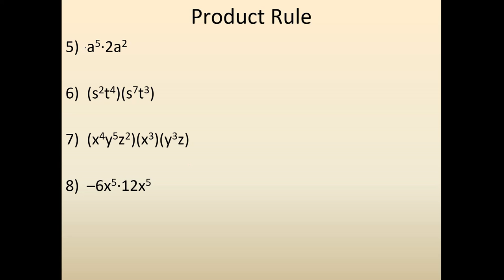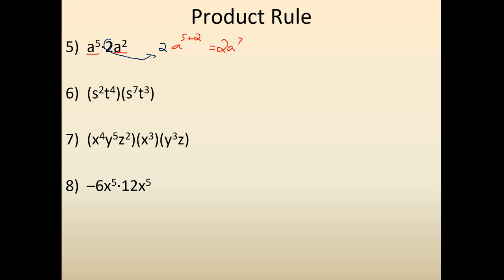All right, so here there's no coefficient in front of the a, or at least it's technically 1. So there's a 1 coefficient here times 2. So the coefficient is just 2. And then we combine this part. So we have a to the 5th plus 2, because they're being multiplied by the product rule. And we get 2a to the 7th.